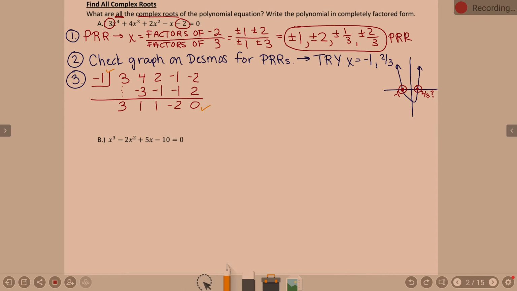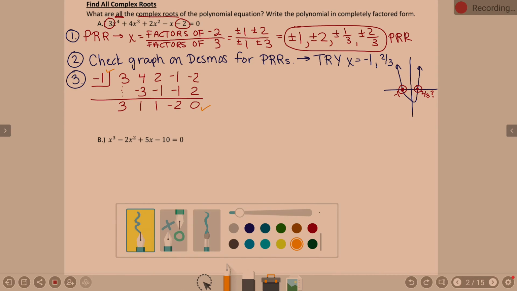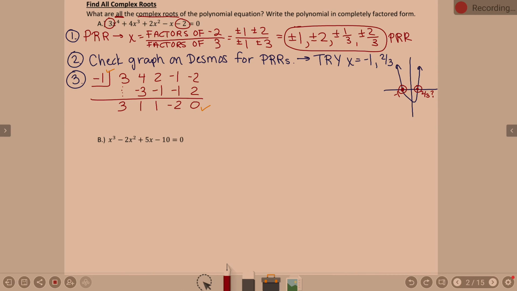Negative 1 worked because we got a remainder of 0. Next, we had another one to check in this example, right?